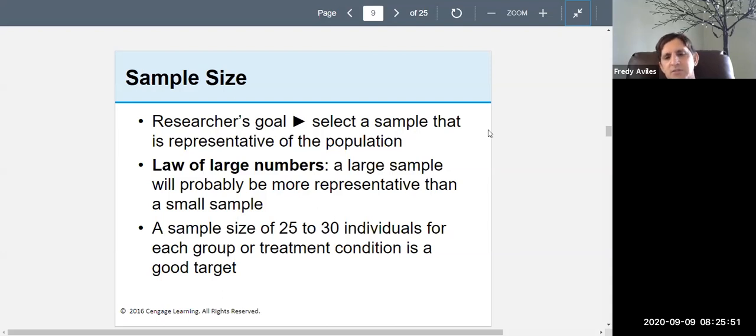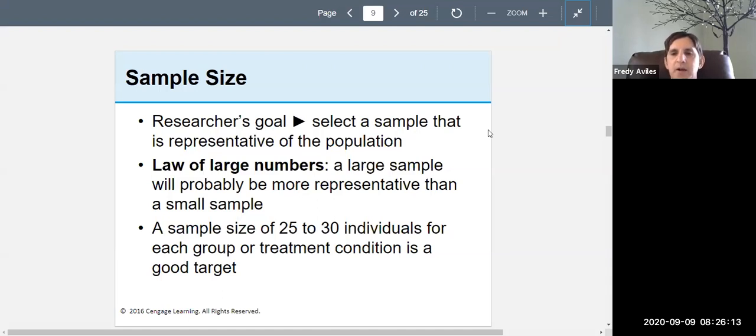A sample size, just to give you some guidance here, a sample size of 25 to 30 individuals for each group or treatment condition is a good target. Okay, so here's the thing. Having 25 or 30 individuals per group, if you're doing an experiment, per treatment condition, is a good idea.